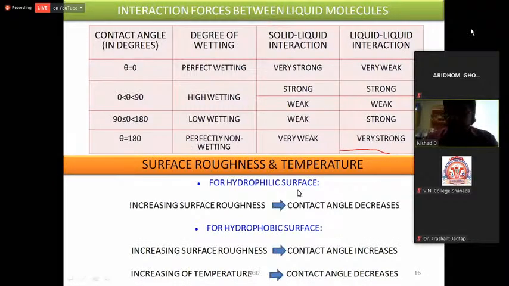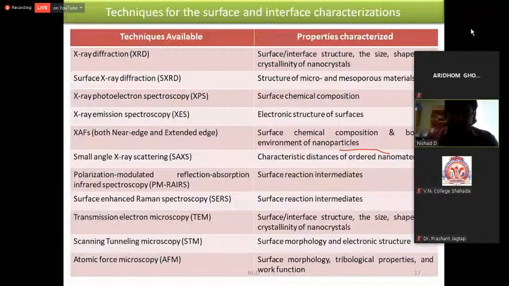I have just shown you a small table which shows how the wettability of the surface can change, and how hydrophilic and hydrophobic surfaces can be made to achieve different kinds of applications.